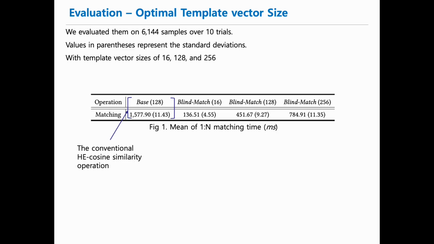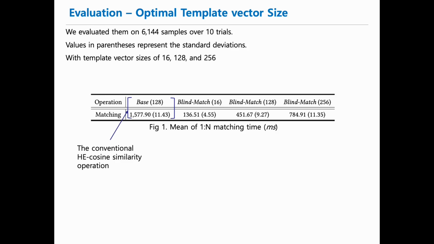In this experiment, we get the optimal template vector size. We evaluated them on 6,144 samples over 10 trials. Values in parentheses represent the standard deviations. With template vector size of 16, 128, and 256.